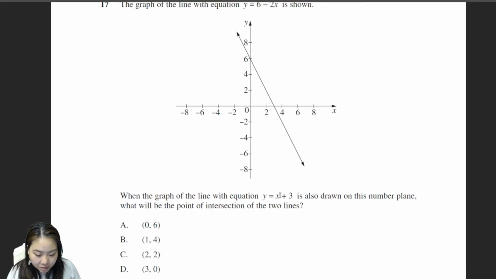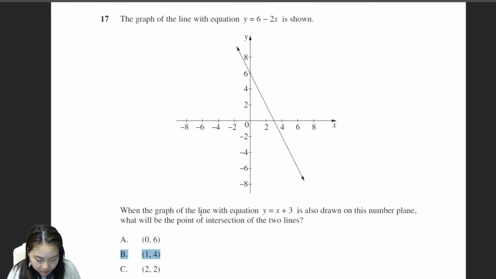So if x was 0, y would be 3. X is 0, y is 3. If x is 1, y is 4. Ooh, that's almost there, but it's not quite. If x is 2, y is 5. Oh, actually, that might actually be it, the 1, 4, because 2, 5 has crossed it. So I would say it's B, but I want to double check.